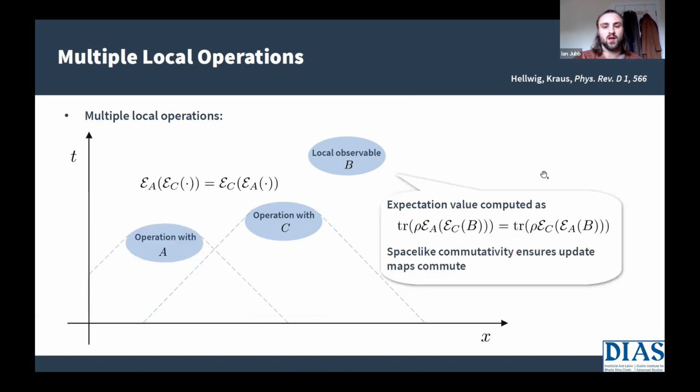And then building these update maps from operators A and C, such as in the case of unitary kicks, because of space-like commutativity, these two update maps will actually commute, and so it won't matter which order we've applied them in the case that the two regions are space-like. And that physically makes sense.